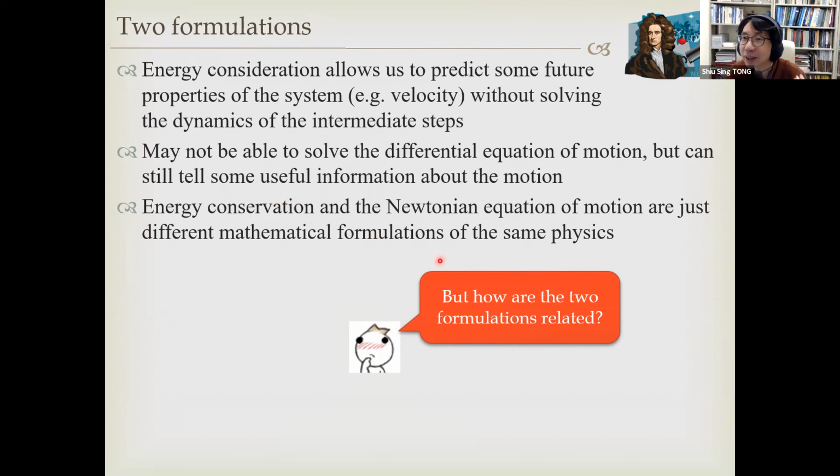But the physics is the same. The Newtonian equation of motion is just the same as the principle of conservation of energy, because we derive the conservation of energy from the Newtonian equation of motion. So they must be equivalent to each other, right? But how the two mathematical relations are related to each other is a question of interest. We have two formulations that look quite different, but exactly how are they related? Okay, that is the interesting question.